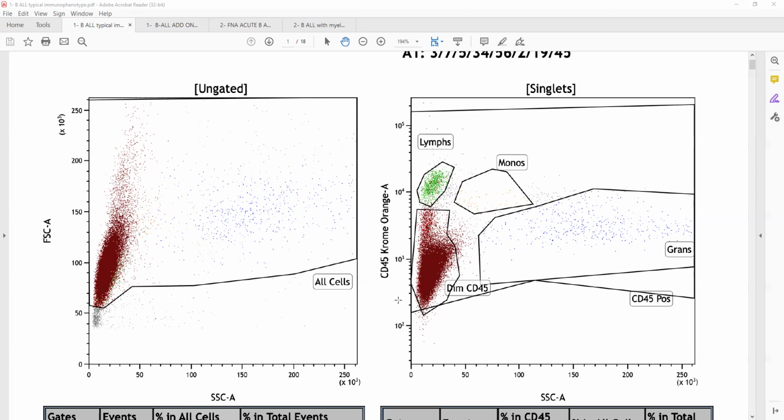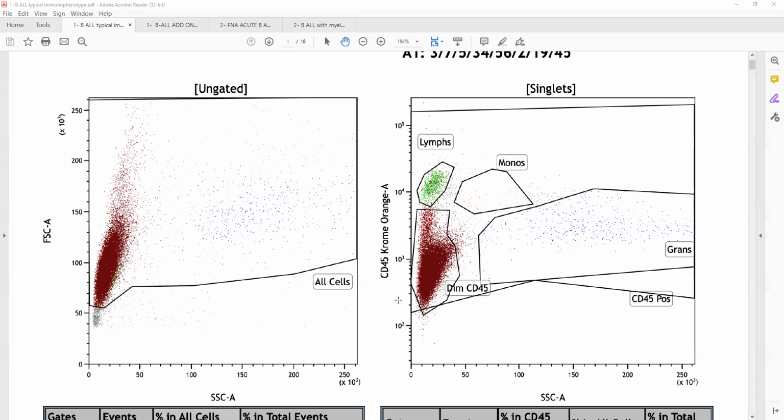Another point that you have to keep at the back of your mind is that B-lymphoblastic leukemia and lymphoma can express myeloid markers, and acute myeloid leukemia can express lymphoid markers as well. And that's why it's the combination of markers together, rather than finding a specific marker, to clinch your diagnosis.